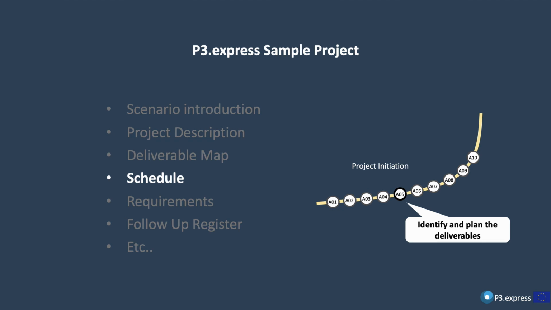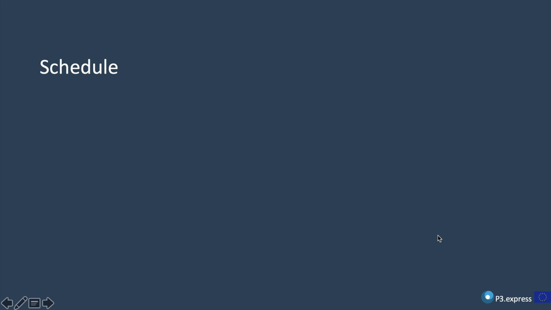The next thing we can look at after doing the deliverable map is the schedule. And we're still in the activity identify and plan the deliverables. So I just want to go over a couple of things before we get started. First thing is this can be done after the deliverable map, or maybe you decide to do the requirements first. So go into each deliverable and do the requirements.